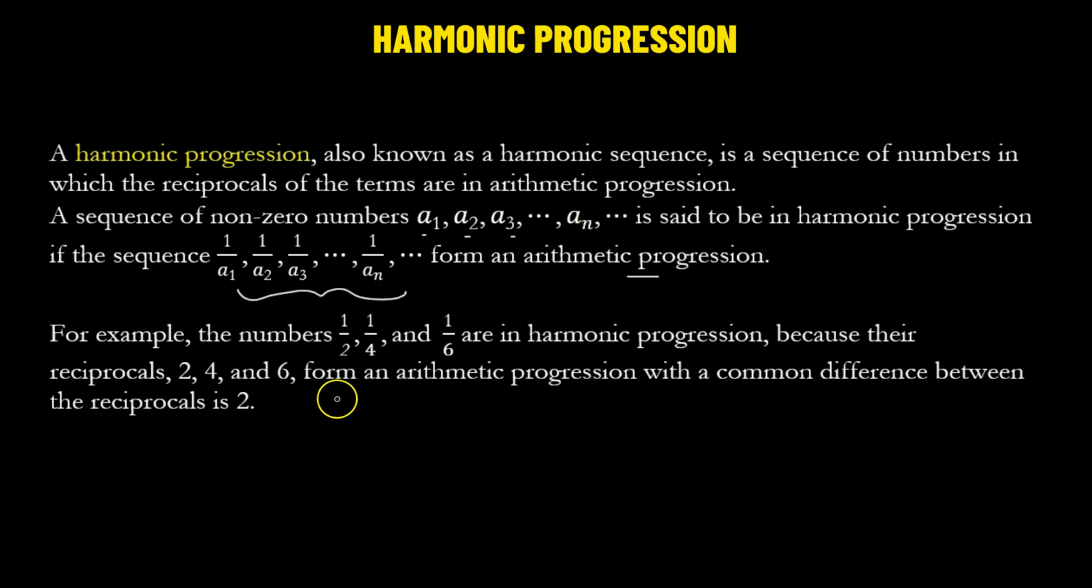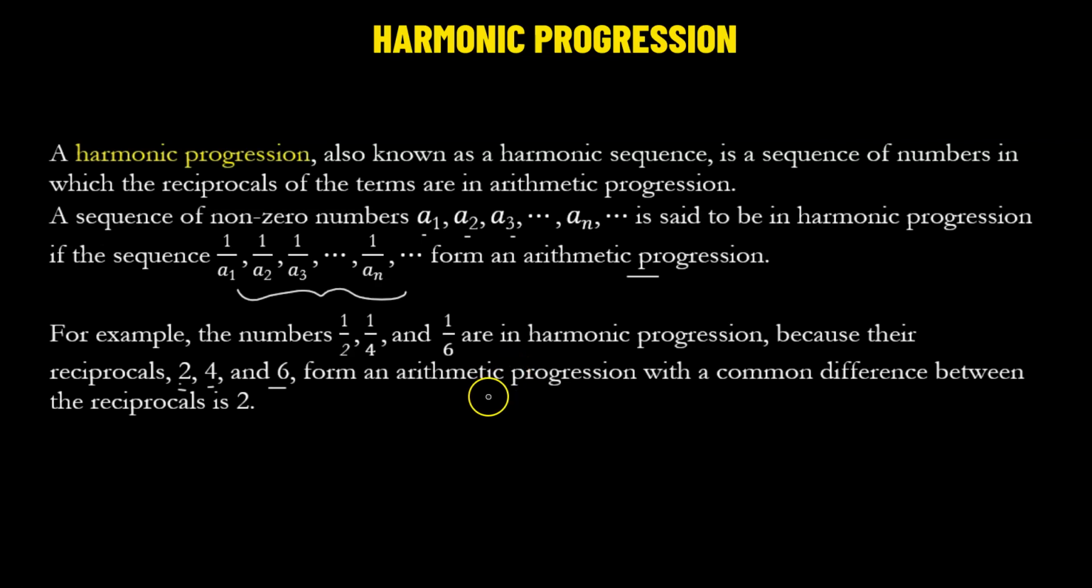For example, let us consider the three numbers 1/2, 1/4 and 1/6. So these three numbers are in harmonic progression. That's because if we take the reciprocal of each term, the first term's reciprocal is 2, the second term has a reciprocal of 4, and the third term has a reciprocal of 6. Immediately we see that 2, 4 and 6 form an arithmetic progression. That means it has a common difference of 2. So since the reciprocals are in arithmetic progression, the original numbers are in harmonic progression.